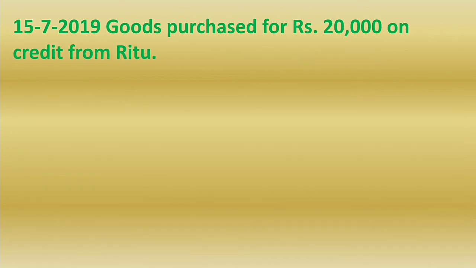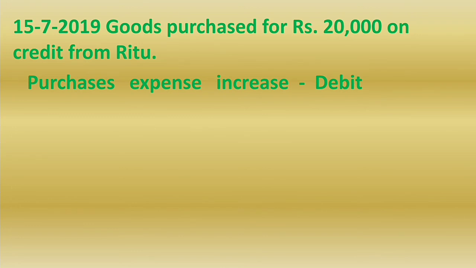Okay. Now the next one. Goods purchased for rupees 20,000 on credit from Ritu. Goods purchased on credit. It is a credit transaction. Amount is not paid. Purchase of goods is known as purchases. Purchases is an expense. Then the first account is purchases account. It is an expense. Here the expenses of the business increased. Expenses increase, then debit expenses account.